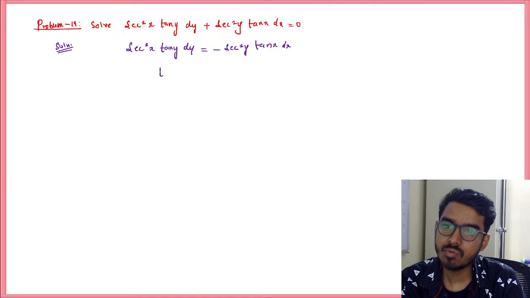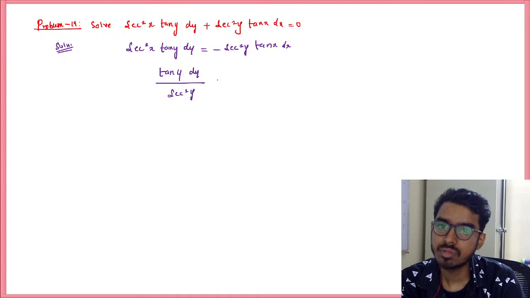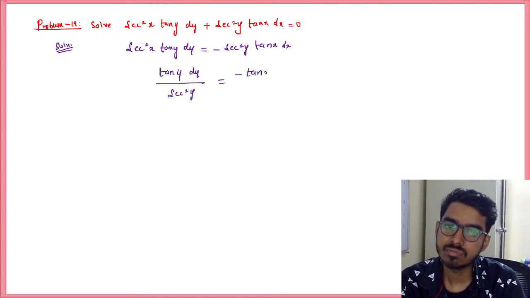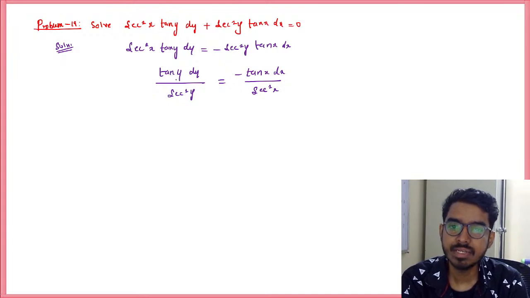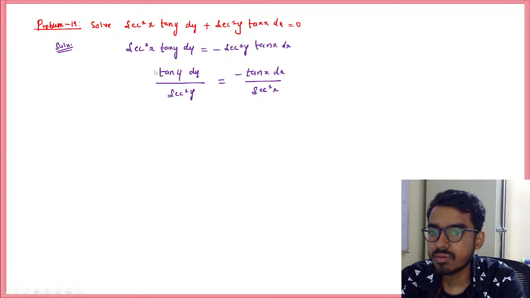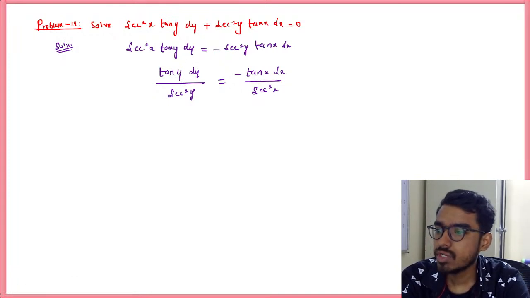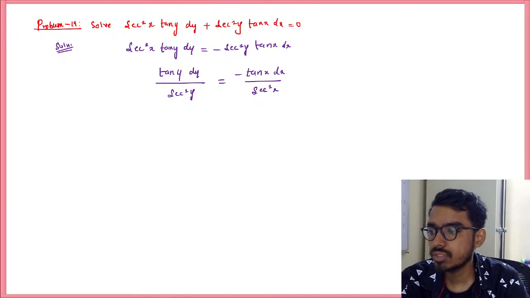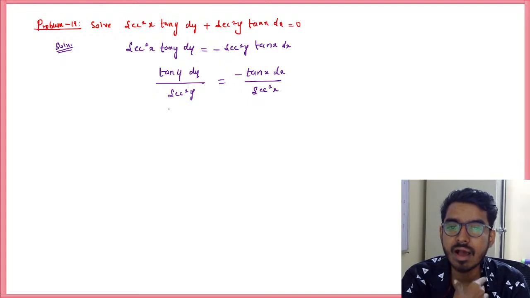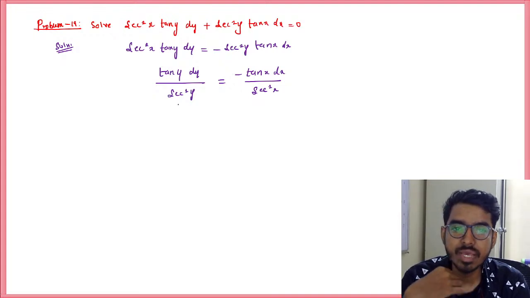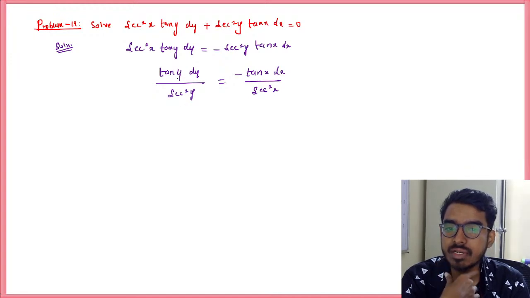Let's keep tan y dy divided by secant square y, and tan x dx divided by secant square x, right? And we know f of x, f dash of x. If I have tan y in the denominator, I can write log tan y, because the derivative of tan y is secant square y, but here we have the opposite. We have to use some other method. No problem.